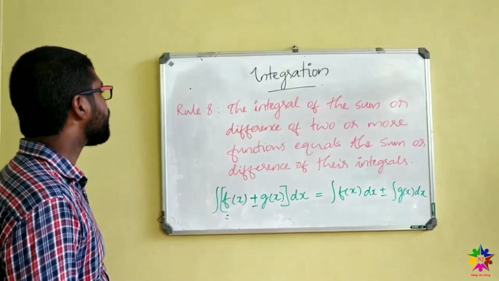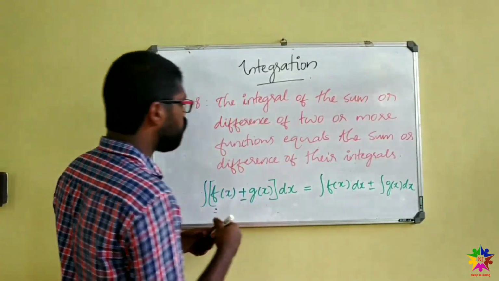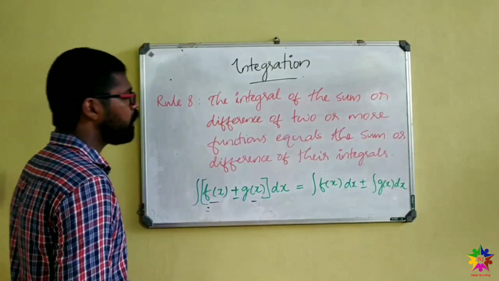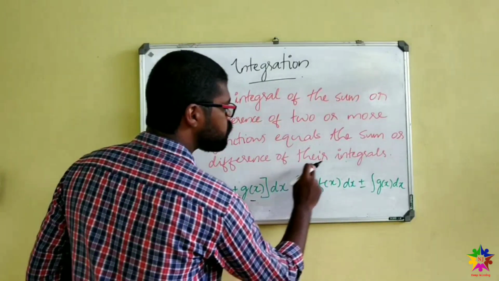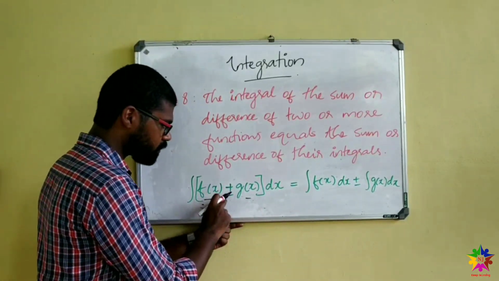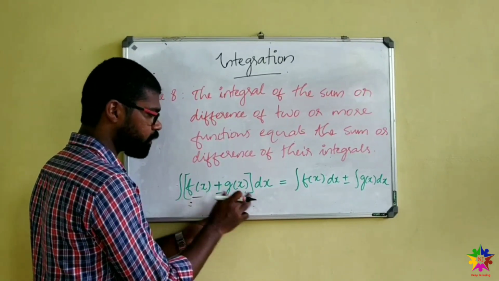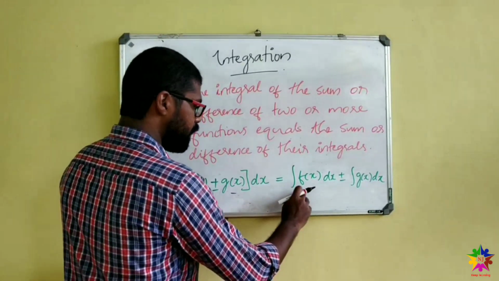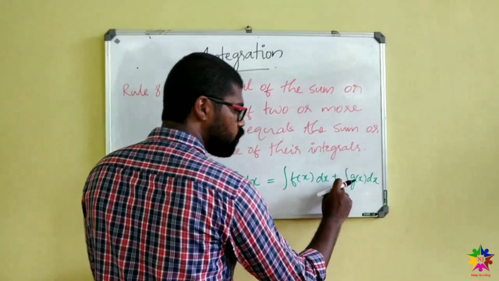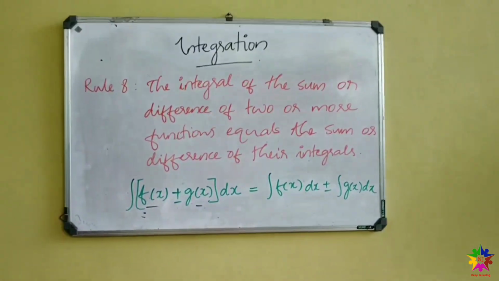Let's see the eighth rule, the integral of the sum or difference of two or more functions. We are taking two functions, f of x and g of x. The integral of their sum or difference equals the sum or difference of their integrals. That is, integral f of x plus or minus g of x dx is equal to integral f of x dx plus or minus integral g of x dx. We take separate integrals.